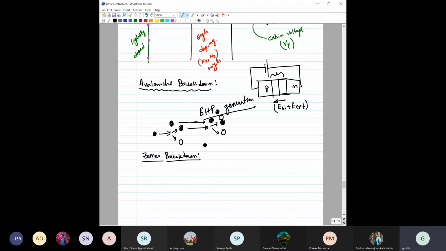So like that you can see, this is stage 1, this is stage 2, this is stage 3. As you keep thinking of this in this way, you'll see that all of a sudden a huge number of electron and hole pairs would be generated inside this depletion region, right?